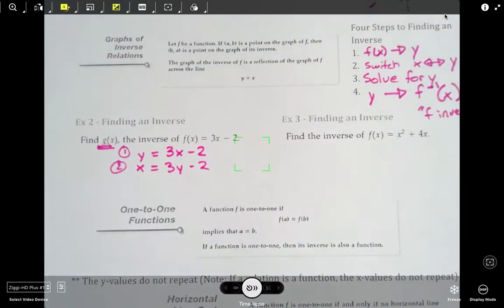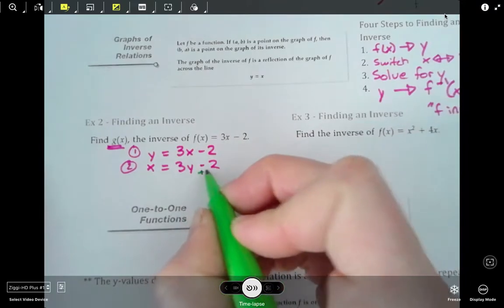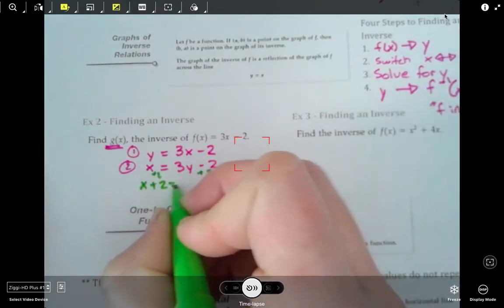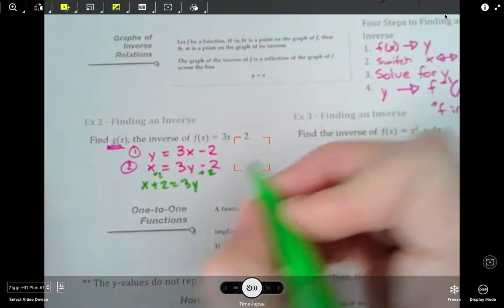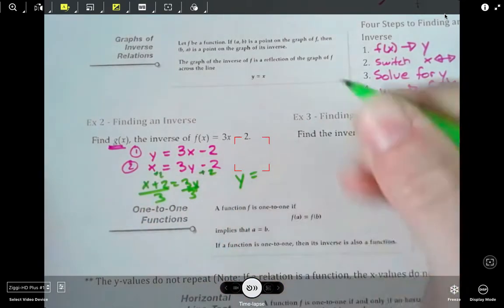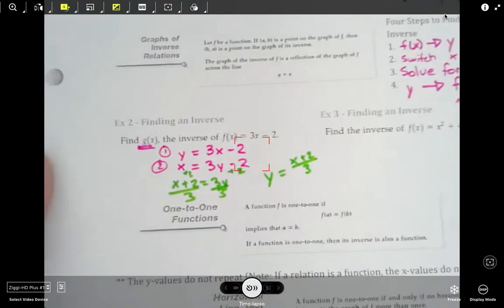So what are you going to do first? Just like basic math. Add 2. Plus 2, plus 2. So now I have x plus 2 equals 3y. And then what? Divide by 3. So I have y equals, just leave it as x plus 2 over 3. You can leave it like that, okay?